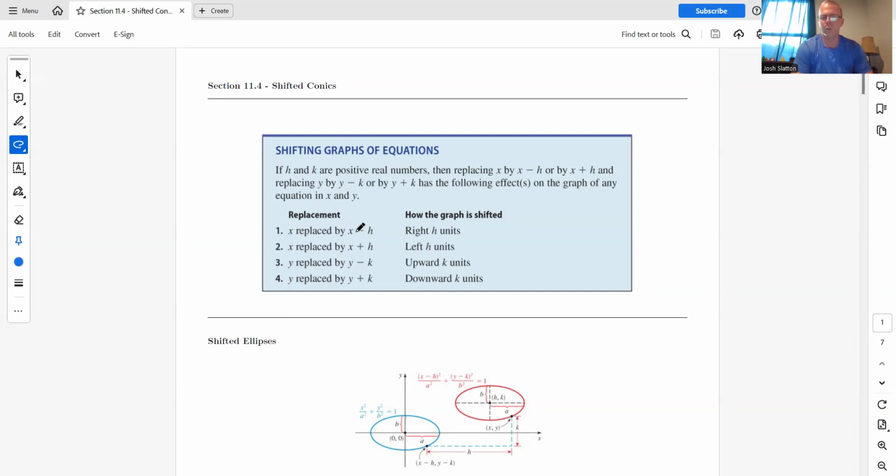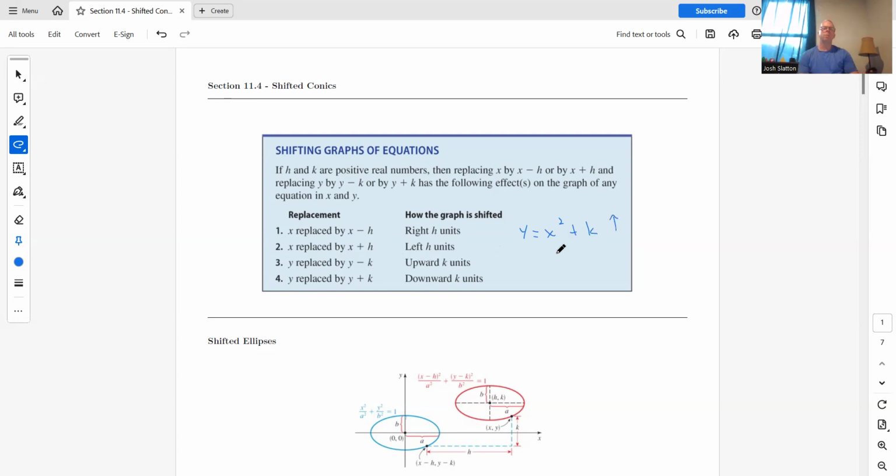So if you subtract from the x, we're going to go right. If you add to the x, we're going to go to the left. If you subtract from the y, we're actually going to go up, and I'll explain this as we go along. But the reason for that is, if you remember, when we did transforming functions, if we talk about x squared and we added a k, that moved the graph up.